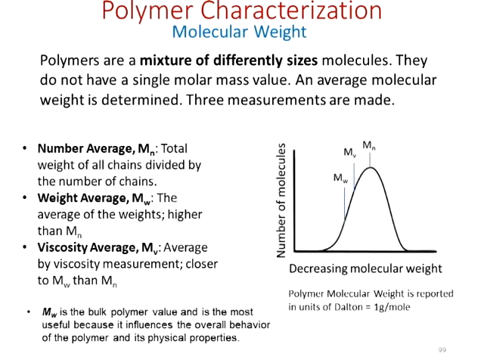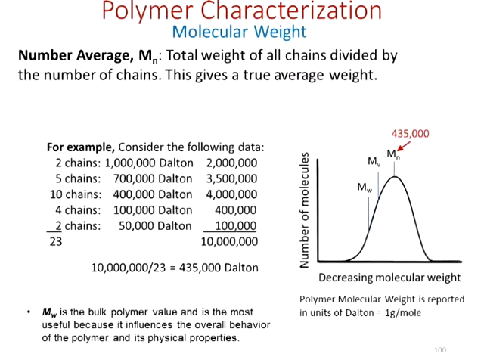However, there are those who will use MV and MN for other types of purposes as well. All right. So how do we do these calculations? We're just going to go through here only to show you the difference in how it is, so you give an appreciation for it. Okay, so the number average is the total weight of all the chains divided by the number of chains. So this gives a true average weight.